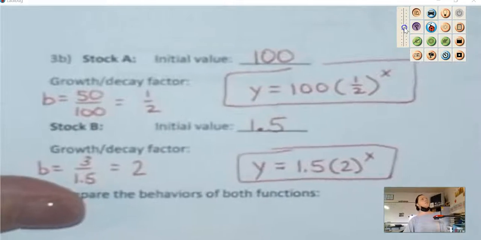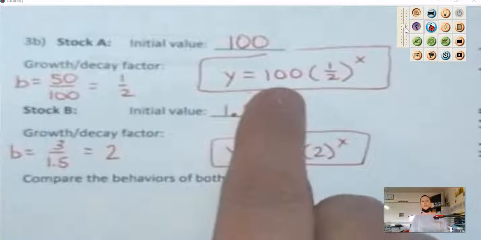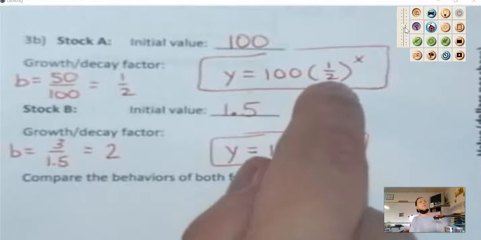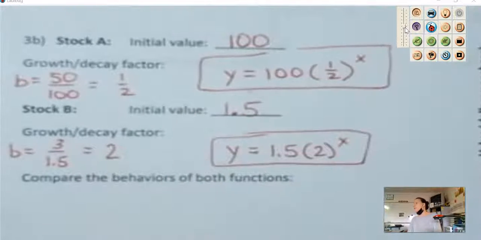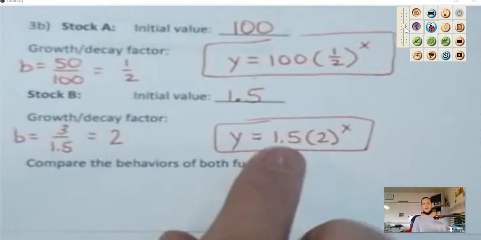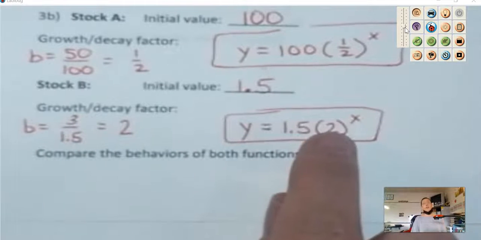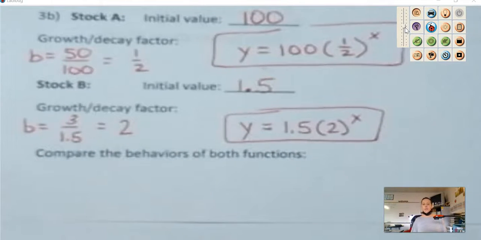Okay, for stock A, the initial value was 100. The equation is 100 times a half to the x power, or 0.5. Stock B, the initial value was 1.5. 3 divided by 1.5 is 2, so your growth factor was 2, and to the x power. Questions on that?